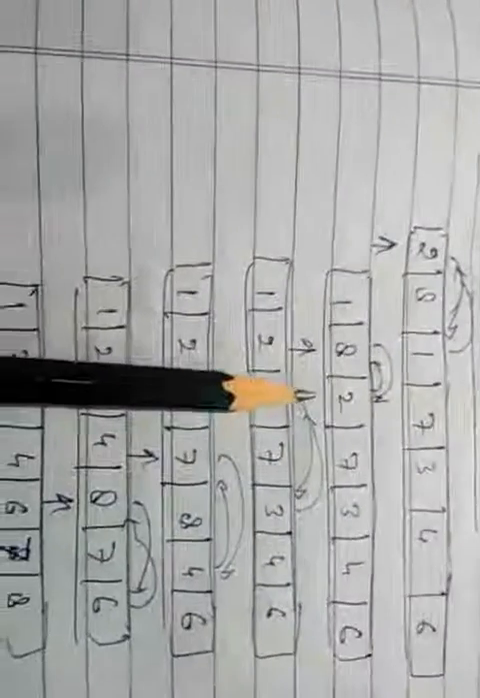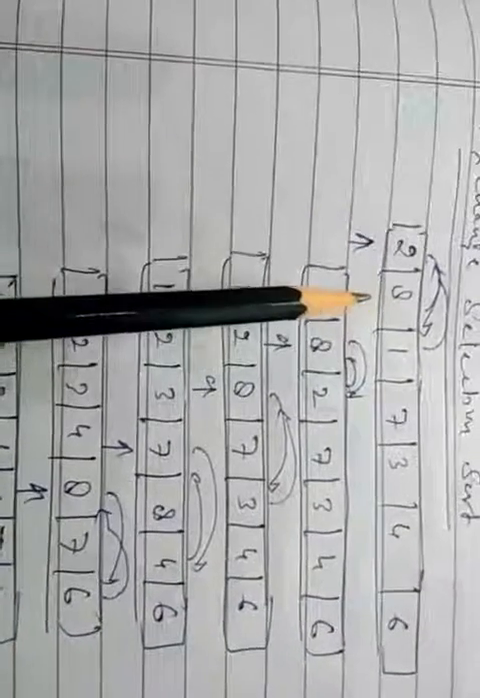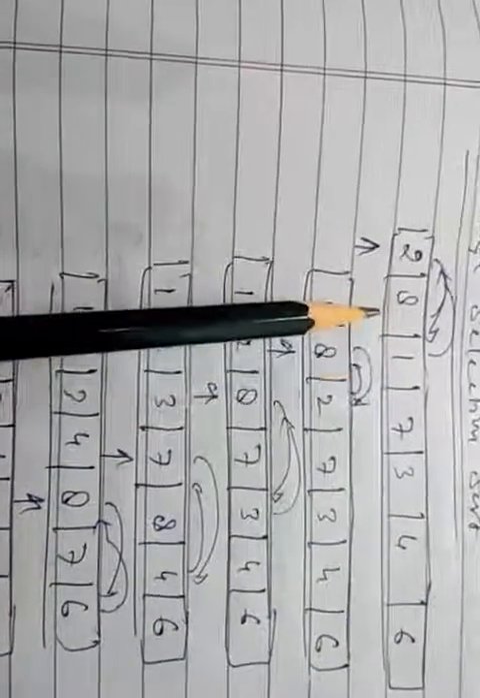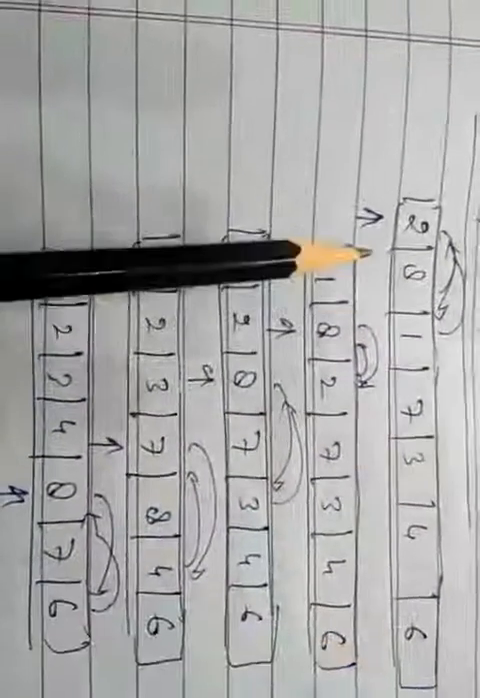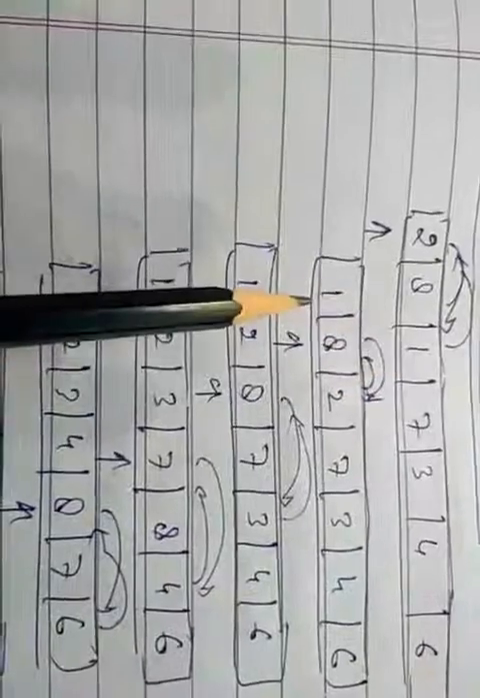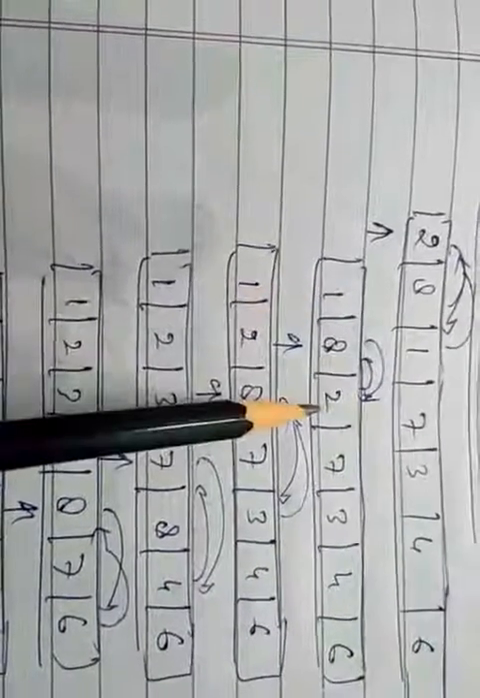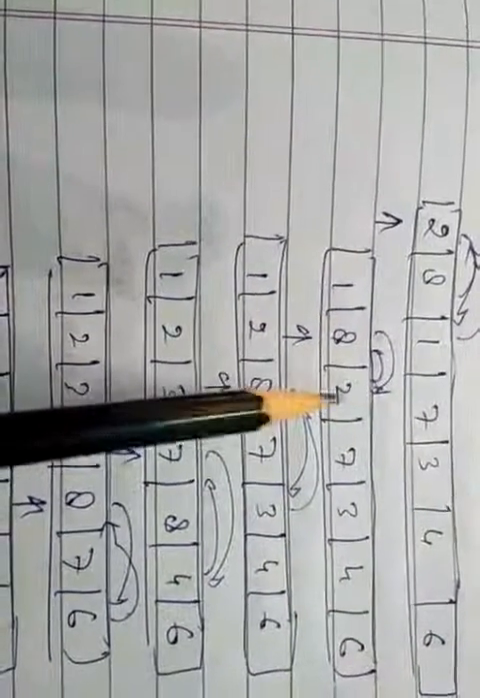Now the next sorting is the exchange selection sort. This is just the process of how the exchange selection sort will work. Suppose these are the numbers. The first number is compared with each of the remaining numbers of the array, and it will be swapped with the minimum element of the remaining array. So 1 will come on the first position, and 2 will move to the position where 1 was.